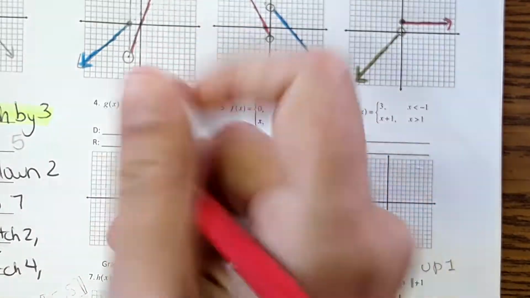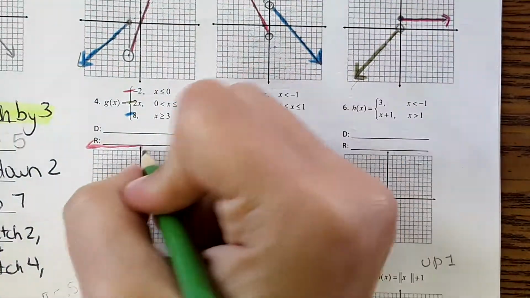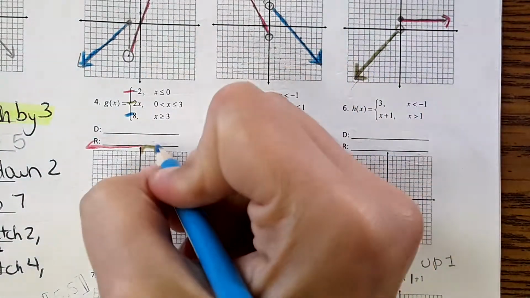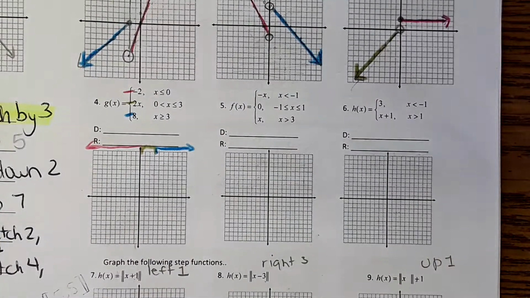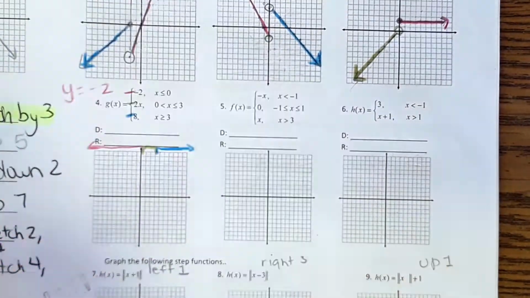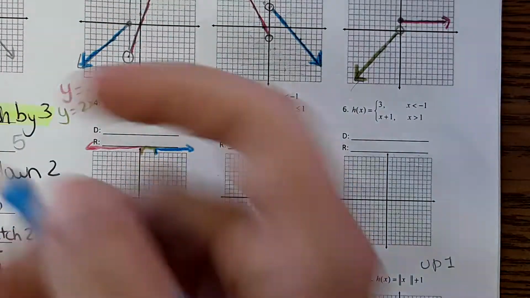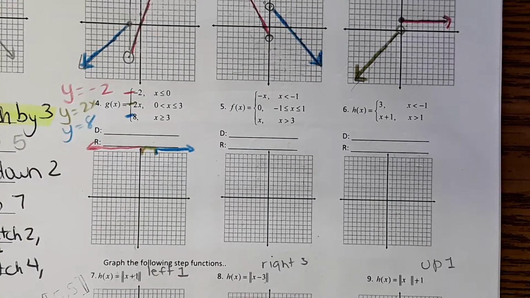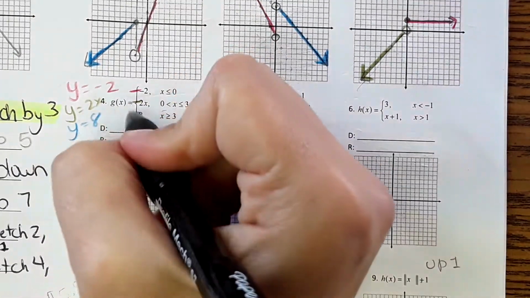X is less than or equal to 0, so my red value is over here. Green is from 0 to 3. And blue is from 3 onward. Okay, and red is going to be y equals negative 2. Green, y equals 2x. And then blue, y equals 8. How far over is the little green section? Is it 0 to 3? 0 to 3. Okay, now plotting my points.